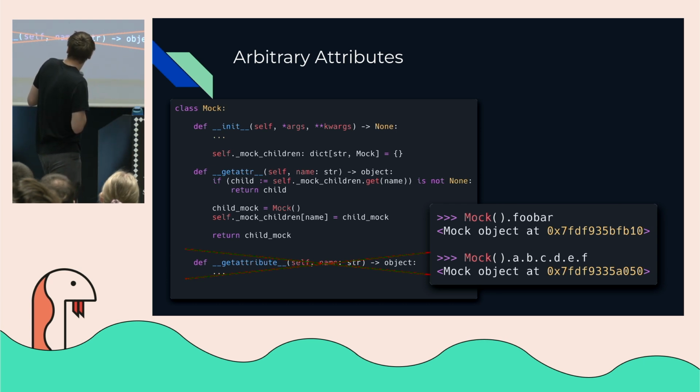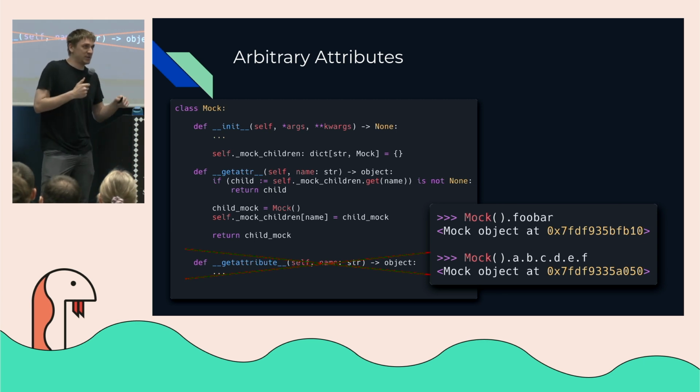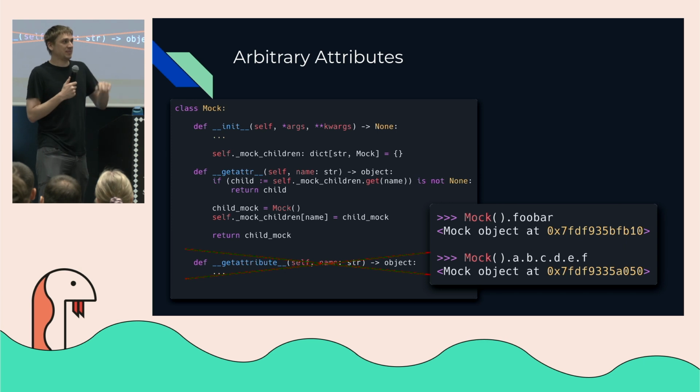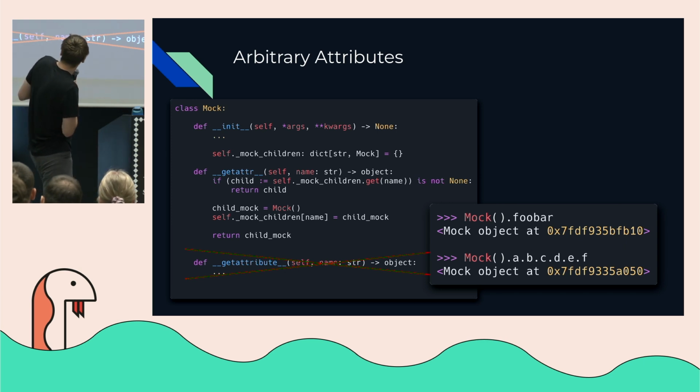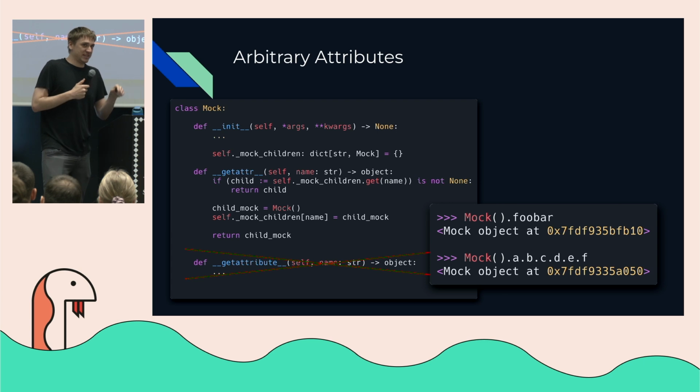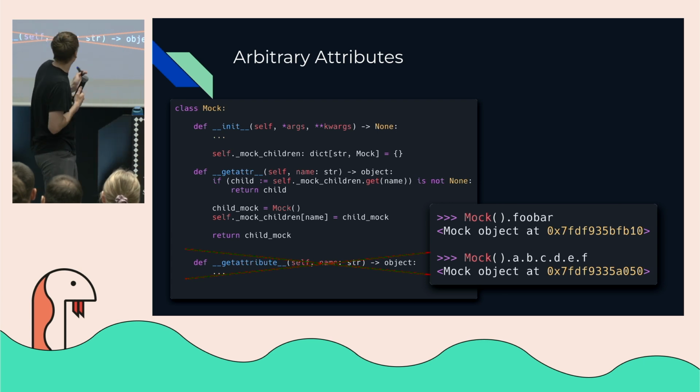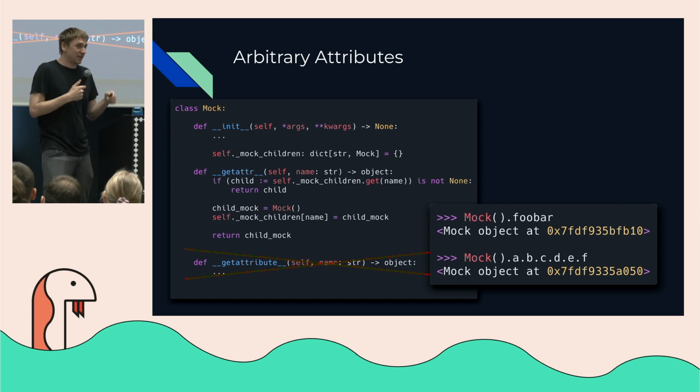Note that we're using getattr and not getattribute. getattribute is called whenever you're trying to get an attribute off the object, so even if it's there, getattribute is called. But getattr is called only when the attribute doesn't exist in the namespace. It can't find it the normal way, so it falls back to getattr. And then it's okay, this field doesn't exist on the object. Let's create one and then return it.